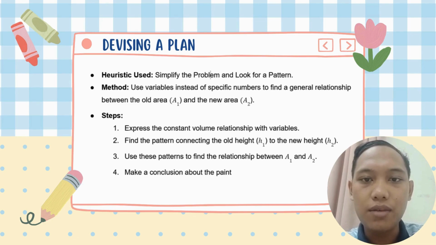Here are the steps I will follow. First, I will express the constant volume relationship using variables. Second, I will use this to find a pattern that connects the old height H1 to the new height H2. Third, I will substitute this pattern into the curved surface area formula to find the relationship between A1 and A2. And finally, I will use this final pattern to make a conclusion about the paint.